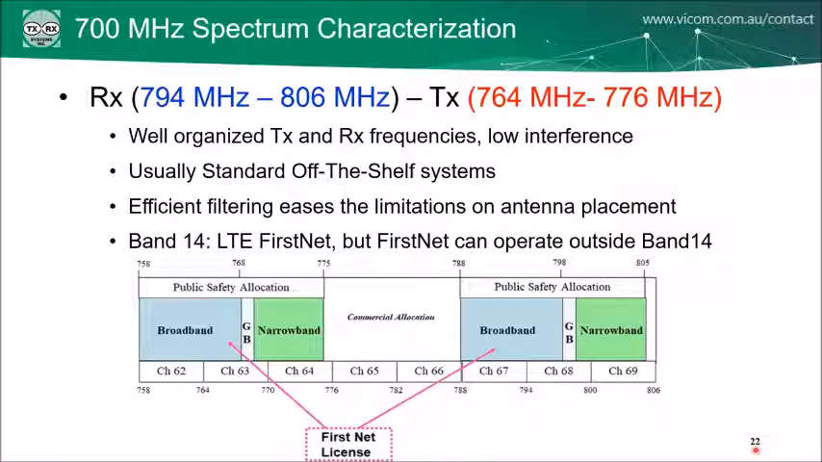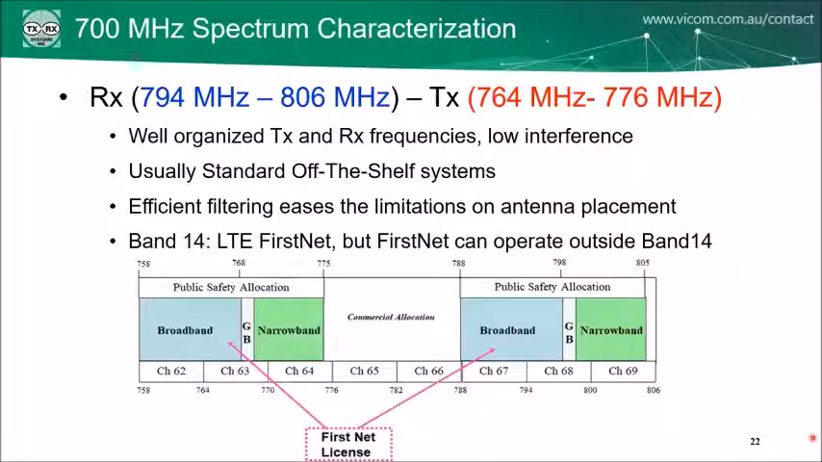Moving into the 700 megahertz, now we're really getting organized. We have dedicated downlink and uplink frequencies. We have narrowband and broadband applications, and we're usually using some standard off-the-shelf systems, which means that your costs are going to be better. We have efficient filtering. We've got shorter wavelengths. Because of that, we also have easing of the limitations on antenna placement.